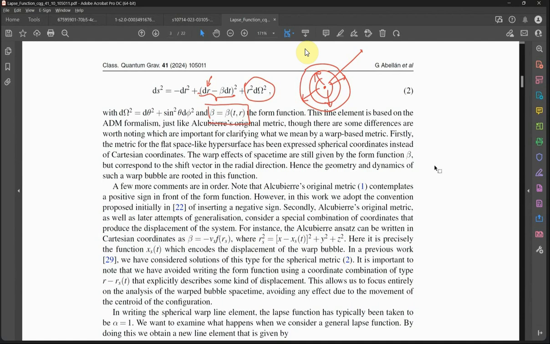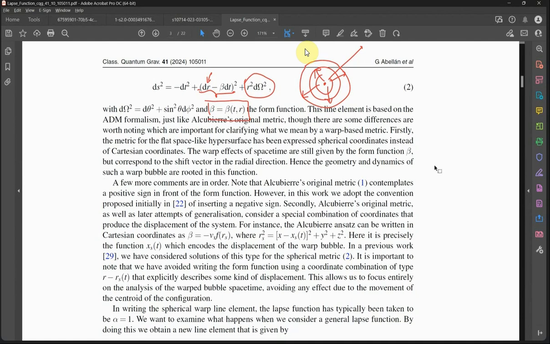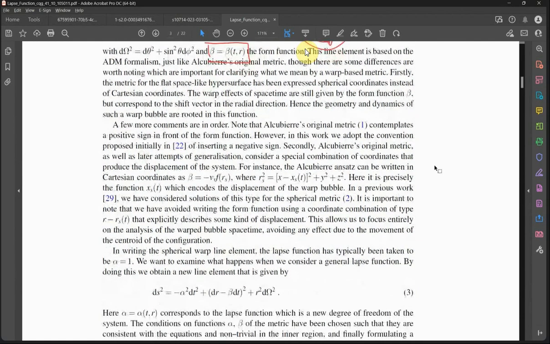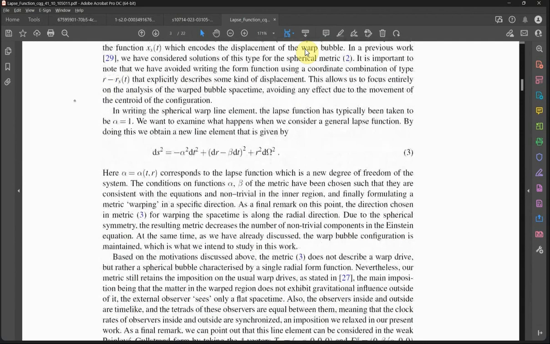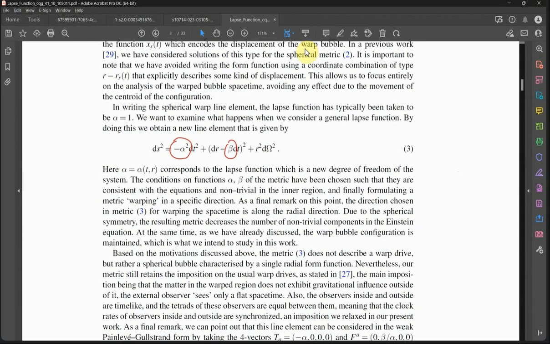So, but this is not new. The new thing about equation 2 is that we add the lapse function. We want to know what happens when we add the lapse function, and we want to work out all the equations. So that's what we did. Basically, our starting point is equation 3. We have a very generic lapse function alpha and a very generic beta function, right? And we plug that into Einstein's equations.